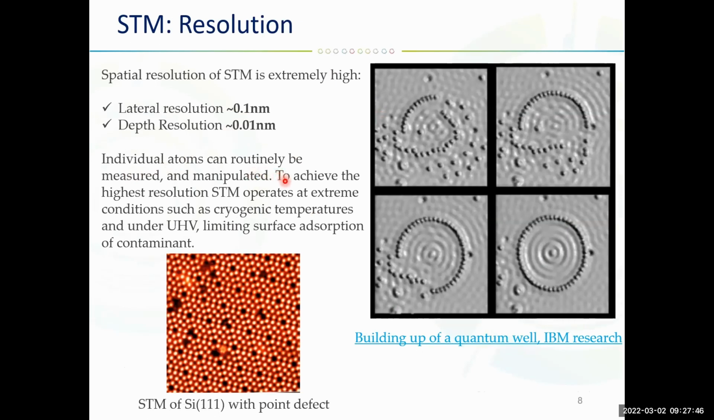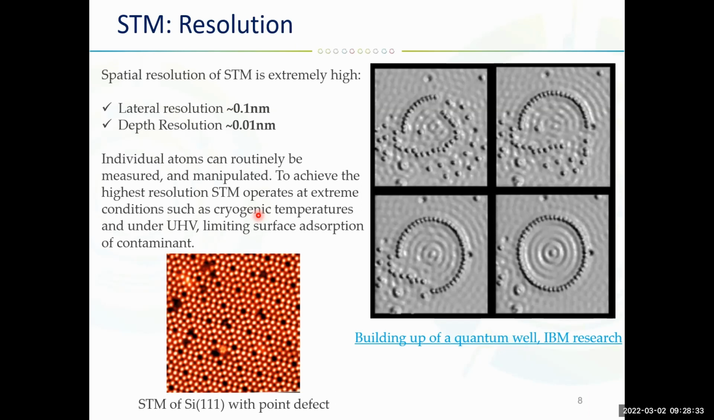Individual atoms can routinely be measured, and you can even manipulate these atoms. This is the example of IBM research when they tried to build this kind of circular quantum well. Of course, to achieve atomic level resolution, STM will operate in very extreme conditions, such as ultra high vacuum, UHV, or cryogenic temperatures. You will need this to limit surface absorption of different contaminants to the surface that can obviously influence the landscape.